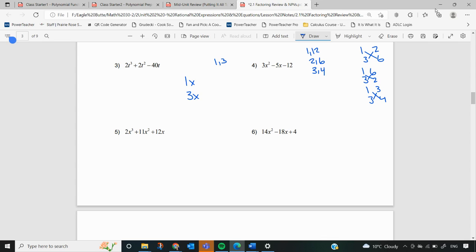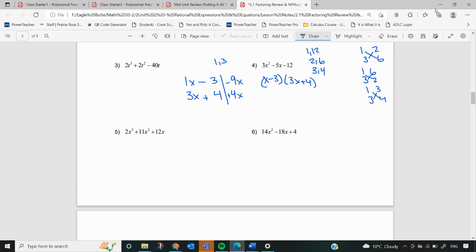So I've got 1x and 3x, and that's going to give me 3 and 4. When I multiply that out, x times 4 is 4x. 3x times 3 is 9x. If I want a negative 5, and they have to have opposite signs, I want a negative 9 and a positive 4. Those translate over, so x minus 3 and 3x plus 4 are my factors. So x minus 3, 3x plus 4.